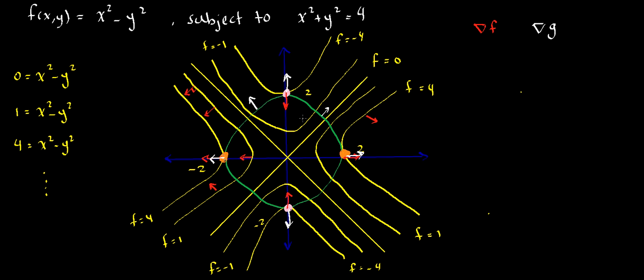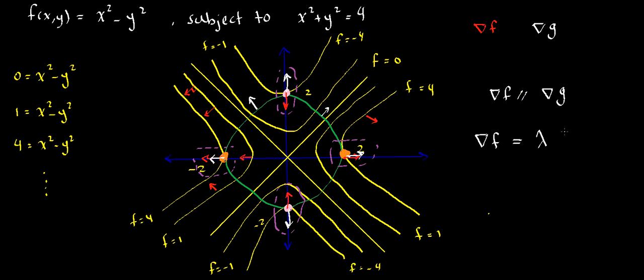So something interesting happens here: you see that you get the maximum and the minimum points, or the highest and lowest values of the function, here, here. So you get these points when the gradient of the function is parallel to the gradient of the constraint, right? And remember, these are two vectors, so we can rewrite this as the gradient of the function is equal to some scalar multiplied by the gradient of the constraint.